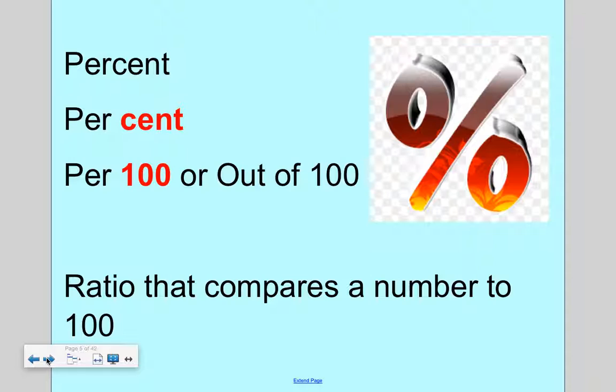So what is a percent? A percent is represented by this symbol. Per cent. How many cents are there in a dollar? 100. So percent means per 100 or out of 100. It is a ratio that compares a number to 100 because it's easier to compare things to 100. For example, if you said 3 out of 4 people like yellow, it's easier if you say 75% of the group like yellow. That means more than half of the group like yellow.